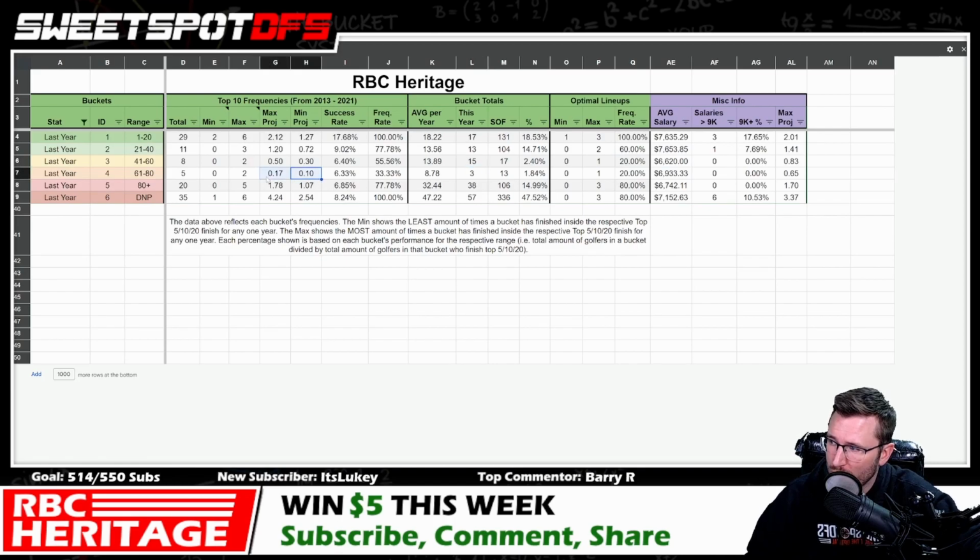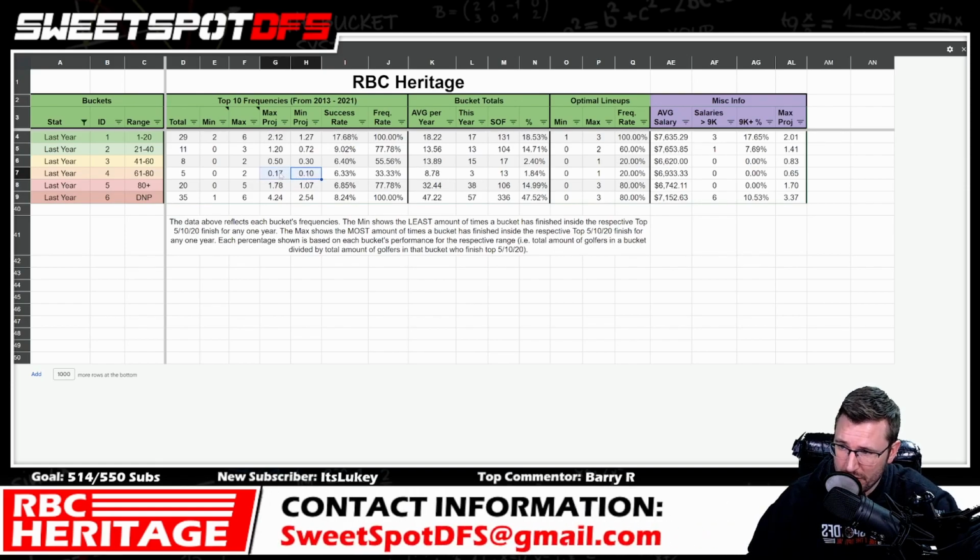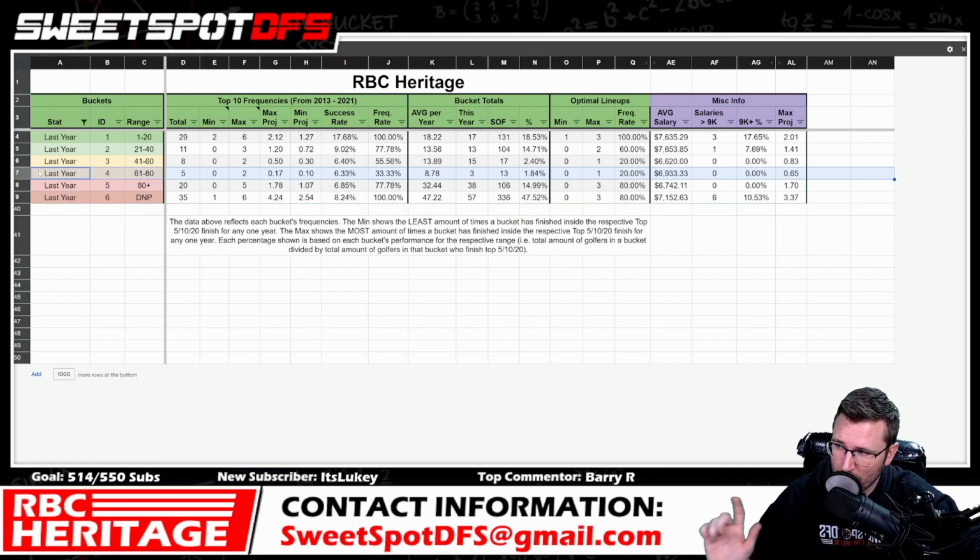0 to 2 for last year 4 buckets. That's that 60 to 80 range. It's kind of a dead range normally. I could be just fine with not playing a single golfer from this bucket ever. And it doesn't matter what tournament it is. Just never shows up that well. So 0 to 2, technically, there are 3 golfers in that bucket, but keep it at 0 to 1.